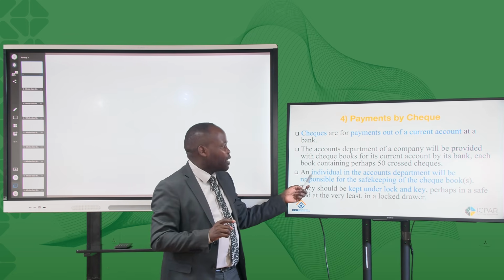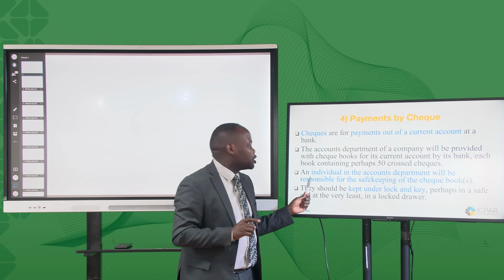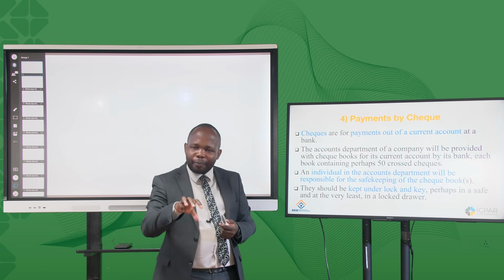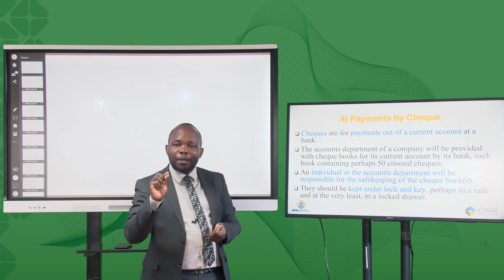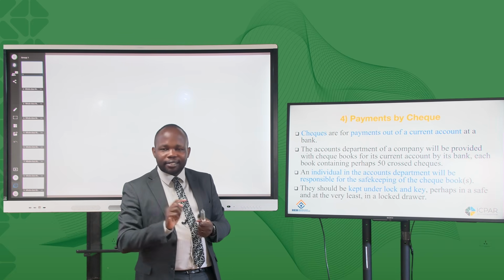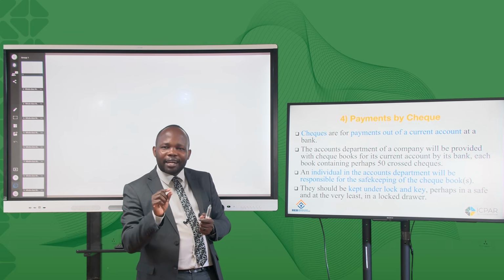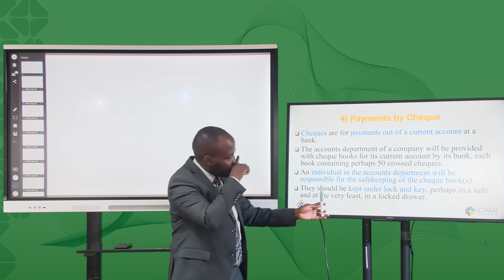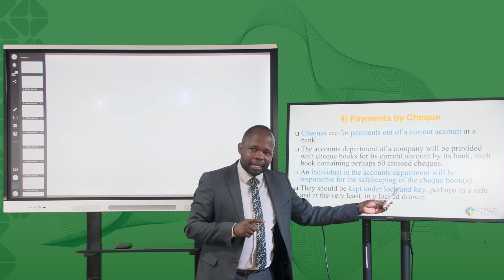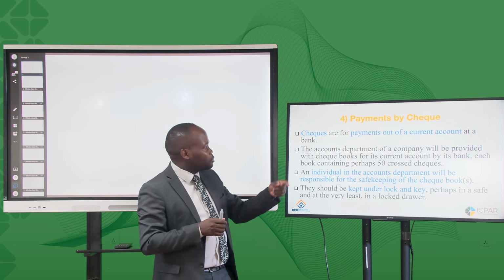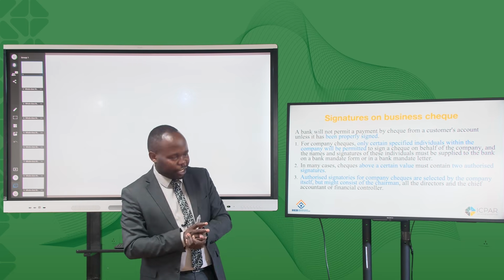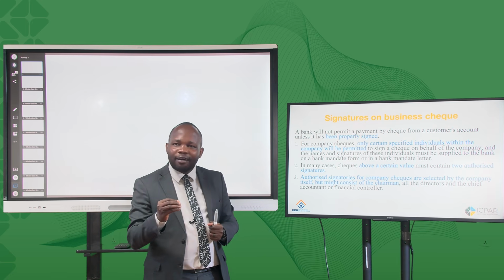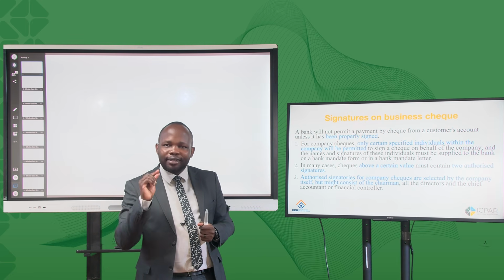Number 2, an individual in the accounts department will be responsible for the safekeeping of checks. So there is one person in the accounts department who will be in charge of keeping checks. Checks must be kept in a locker or under a safe if the organization has a safe. So it must be kept under lock and key. Always, all the time, checks must be kept under lock and key or in a safe if we have a safe in the organization.